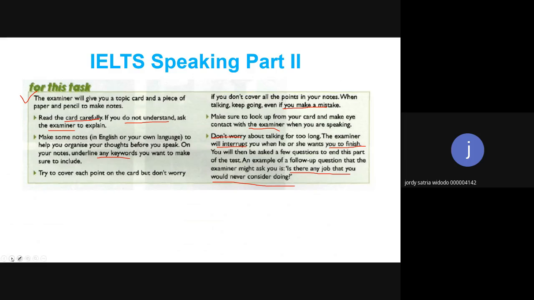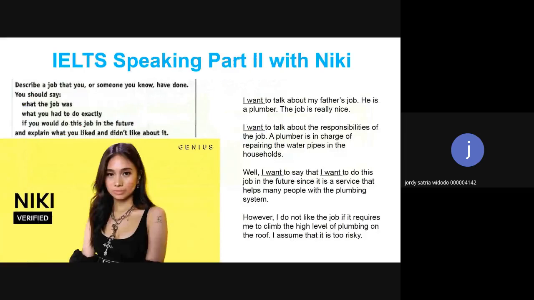Okay, next, I'll give you an example here. I'll model speaking part 2 with Nikki. So I'll give you this card, and then Nikki will tell you the story about the provided information in the card. Describe a job that you or someone you know have done. You should say what the job was, what you had to do exactly, if you would do this job in the future, and explain what you liked and what you didn't like about it. Okay, so Nikki will explain about her father's job.